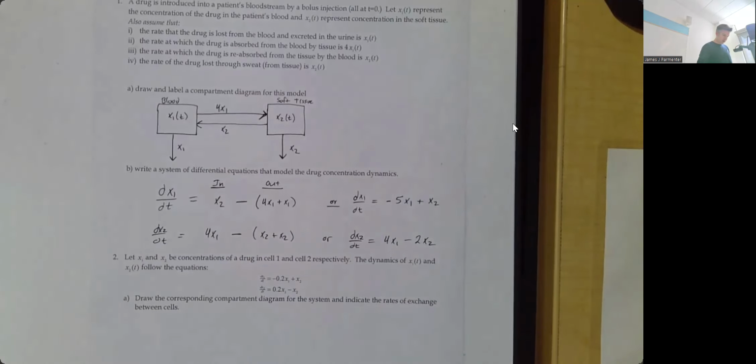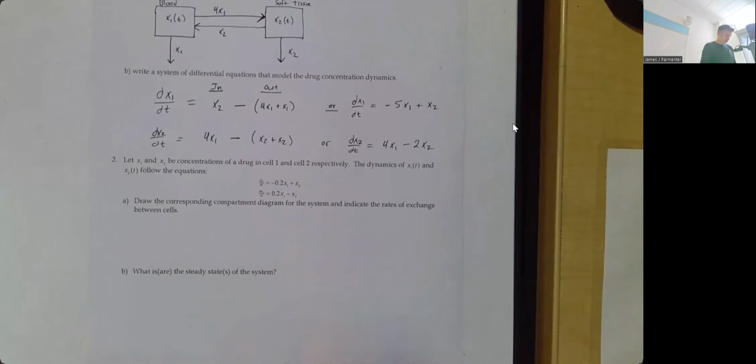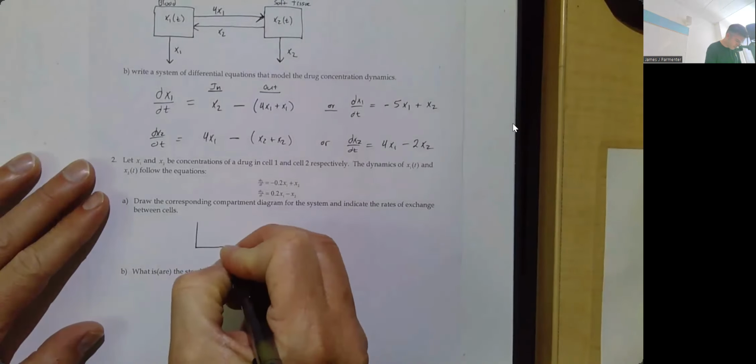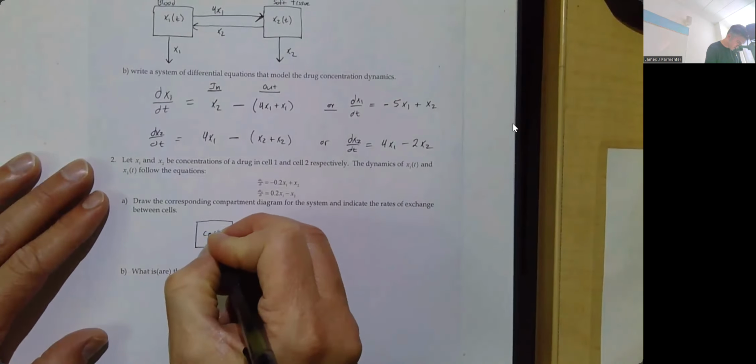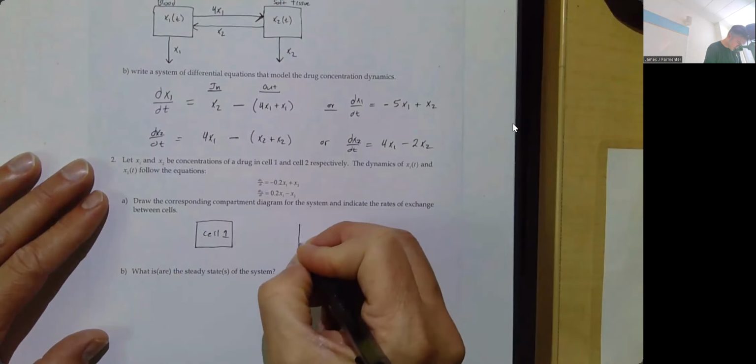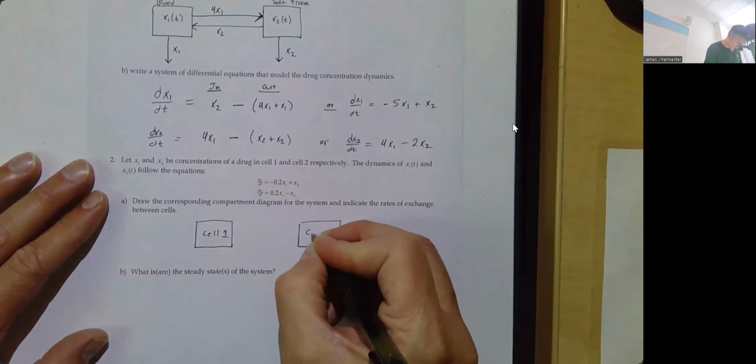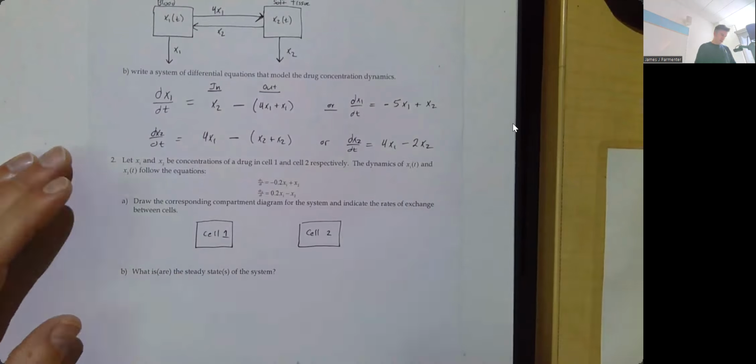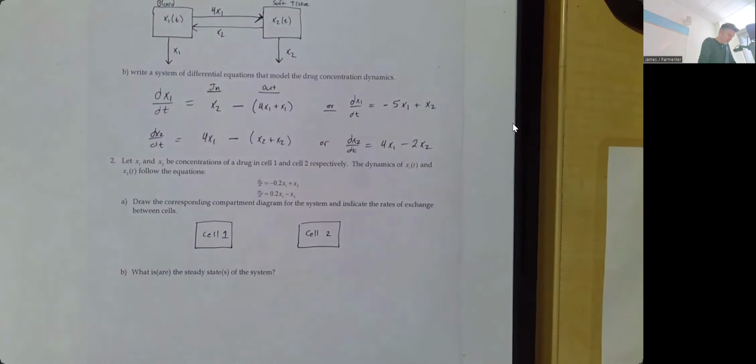Let's go ahead and look at the second part of this. So now we're kind of going the other direction. They're giving us the differential equations, and they're asking us to set up the compartment model. So let X1 and X2 be concentrations of a drug in cell 1 and cell 2 respectively. So we've got cell 1 and cell 2. The dynamics of X1 and X2 are as follows.